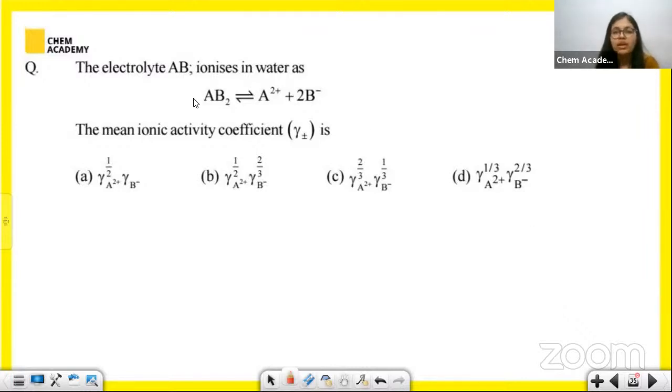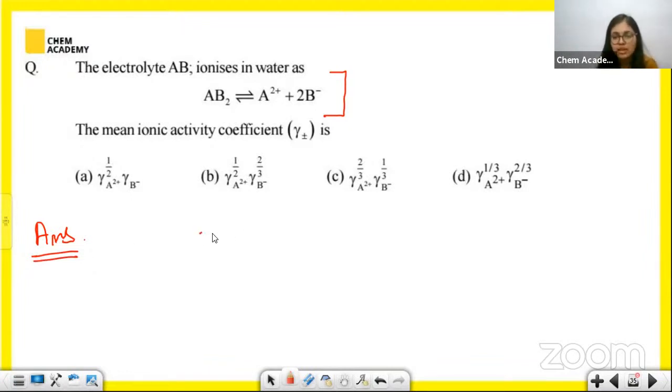Now, here, look at this final question. The electrolyte AB ionizes in water as this. The mean ionic activity coefficient gamma plus minus is. Now, this question can be solved with the help of actually a very simple formula. That formula that you need, which you will have to remember, and through that you can solve all of these questions of such type.